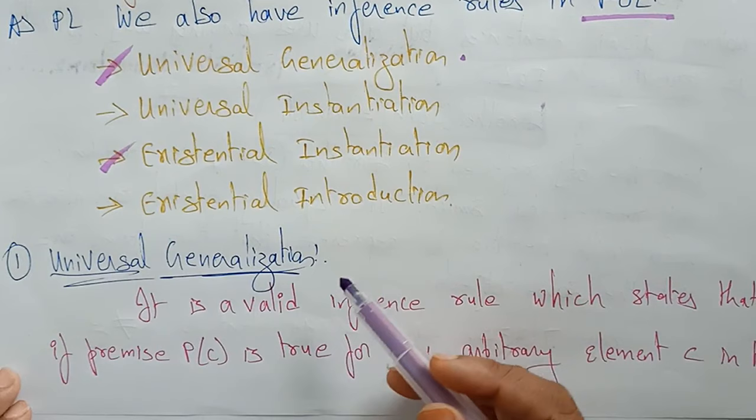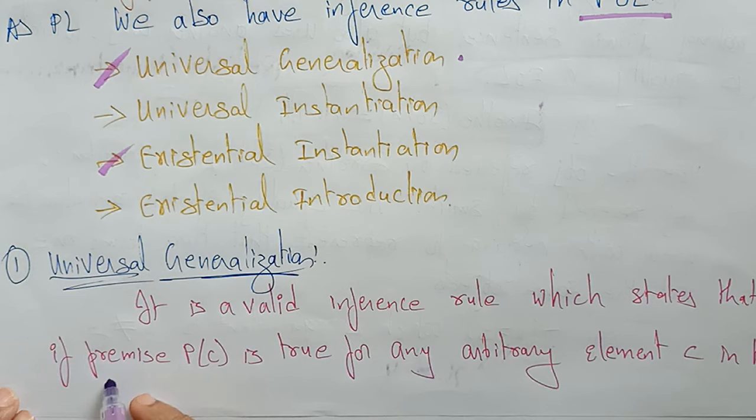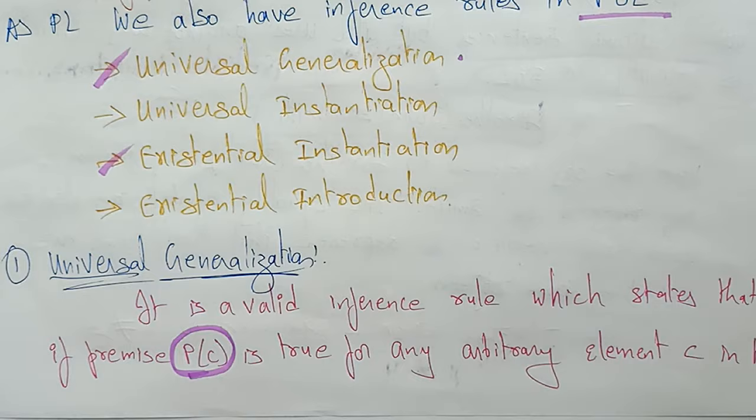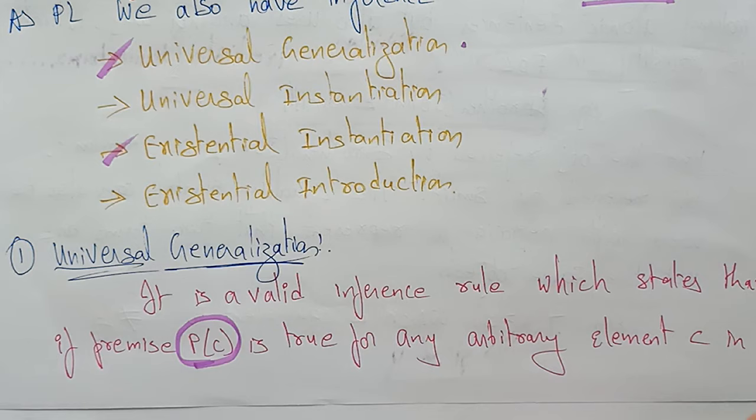Universal generalization is a valid inference rule which states that if premise P of c is true. Let me tell you the definition first. Later, I'll explain with an example. Don't be confused. If you didn't understand the definition, don't bother about it. If you see the example, then you can clearly understand what this universal generalization is.